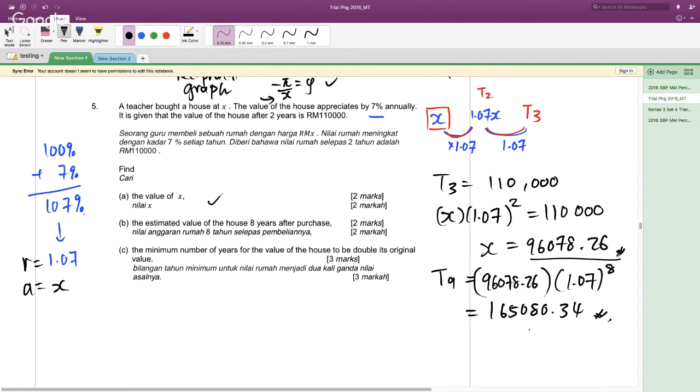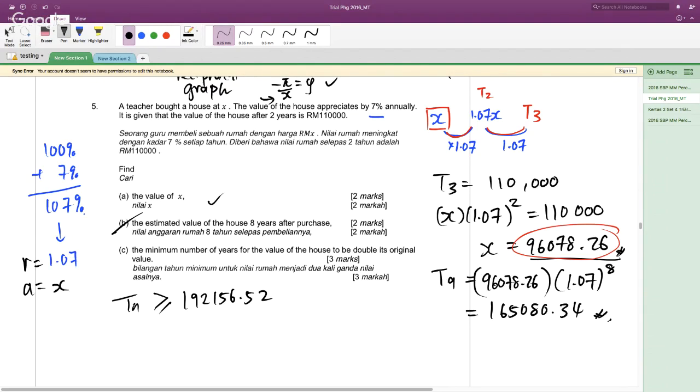So if you're doing the math here, you actually earn about 55,000 if the house appreciates 7% each year. It actually earned quite a lot of money. All right, so we solved this one. Next, find the minimum number of years for the house to be double its original value. Since this one is the original value, I'm going to multiply by 2. So I will say Tn minimum has to be bigger or equal to 96078.26 multiplied by 2.